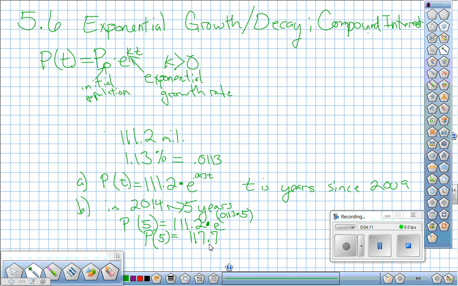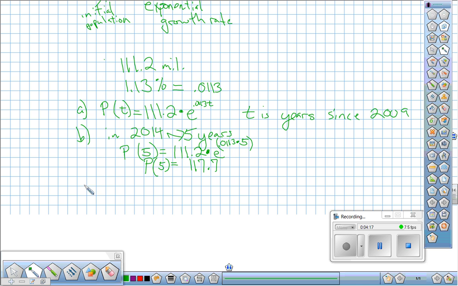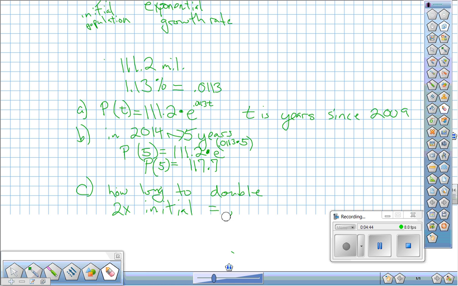Then another piece of the question is, how long will it take for the population to double? Sometimes those are weird ones. I'm going to write out just how long to double. And that's where everything that we've been doing comes into play. I know what my initial amount was, so how much is double? So 2 times initial equals, so 111, that's easy to double, not 3. How about 222.4? This is going to be my P of t. That is the piece that I'm looking for.